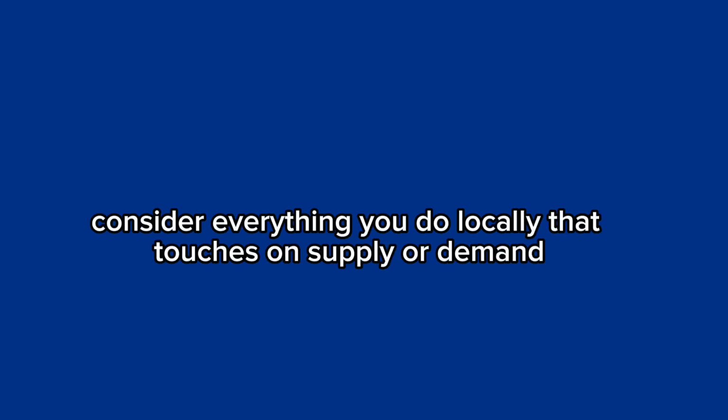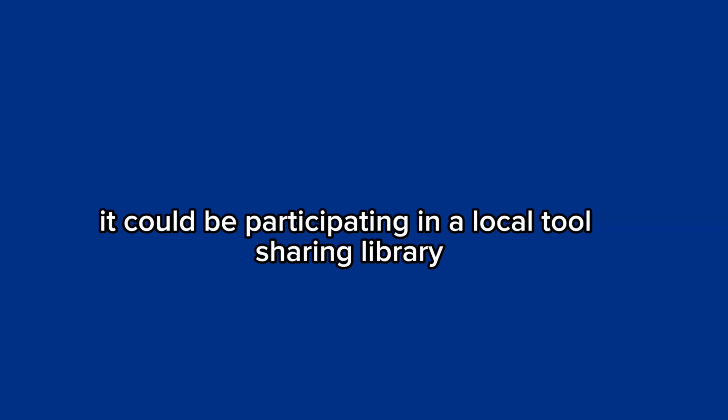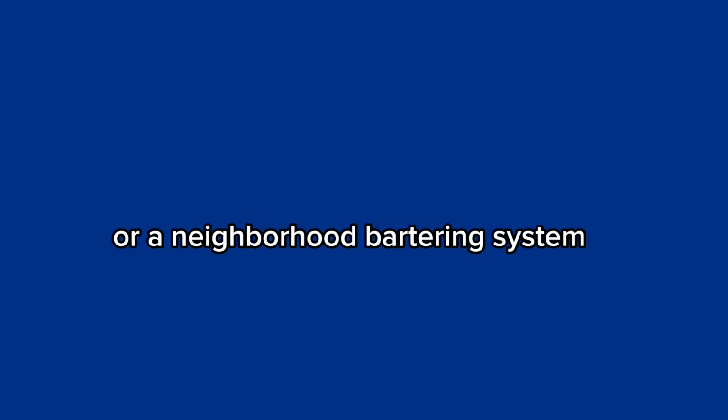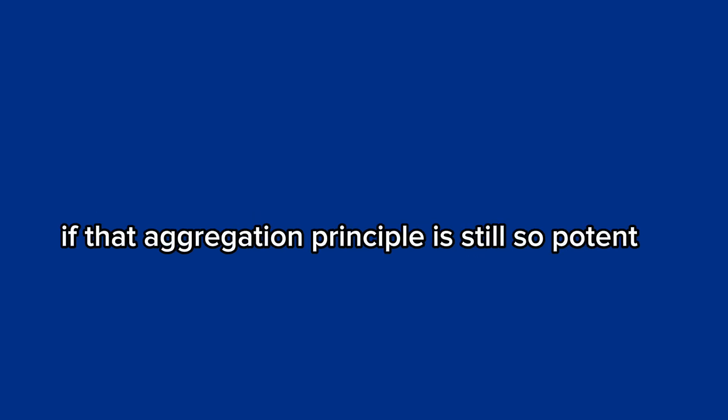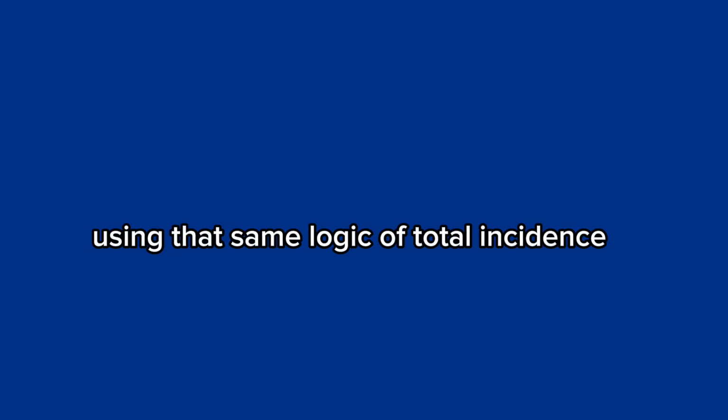So here's a final thought to mull over. Consider everything you do locally that touches on supply or demand. Could be a big vegetable garden in your backyard. That means you buy fewer groceries. It could be participating in a local tool-sharing library or a neighborhood bartering system. If that aggregation principle is still so potent, how might Congress, if it wanted to, justify regulating those activities today using that same logic of total incidence?